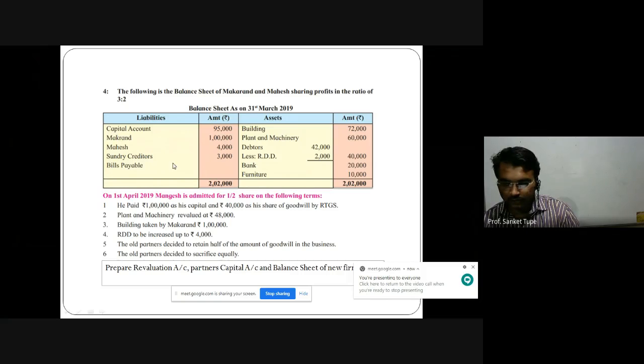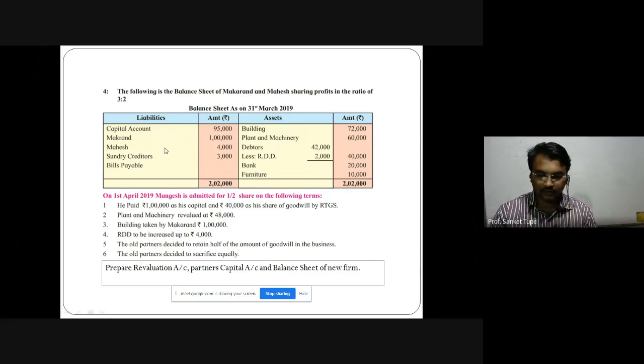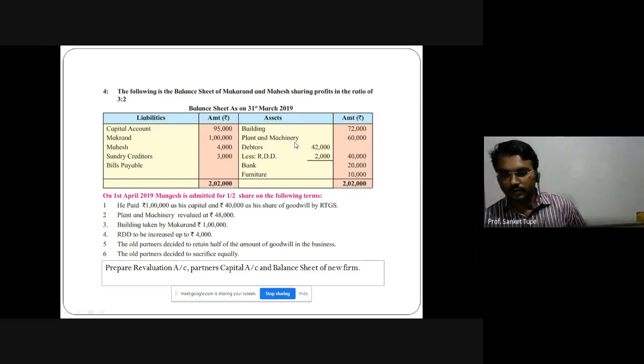Actually, it is a problem from your textbook, and the amounts are not written in front of that particular partner. See, Makarand's capital is 95,000. Mahesh's capital is 1 lakh rupees. Creditors amount 4,000, bills payable 3,000. On the asset side, we can see building 72,000, plant and machinery 60,000. Debtors gross amount 42,000 and less RDD amount 2,000. The net amount of debtors is 40,000.